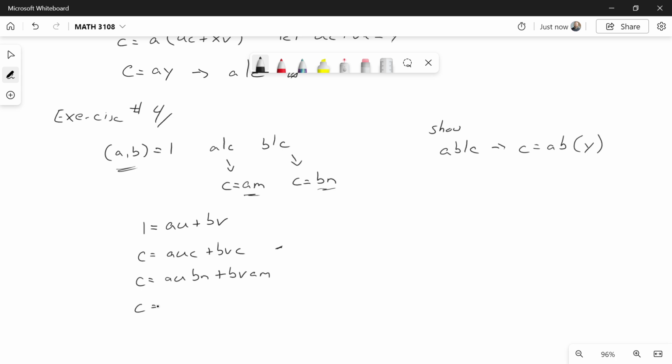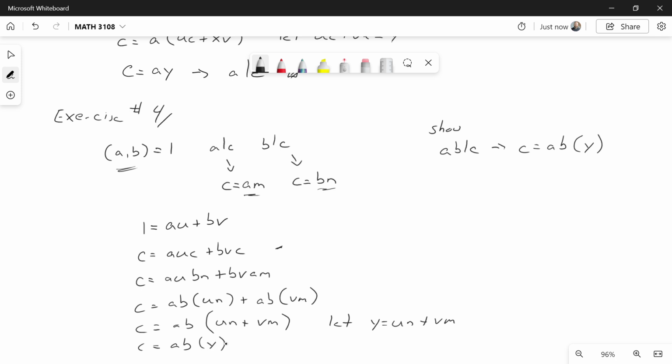And of course, I could reorder this because this is all just a product of integers. So this is ab un plus ab vm, which I could write as c is equal to ab times un plus vm. And if we let y equal this sum, un plus vm, then I get c is equal to ab times y, which is exactly what I needed to show. Therefore, ab also divides c.